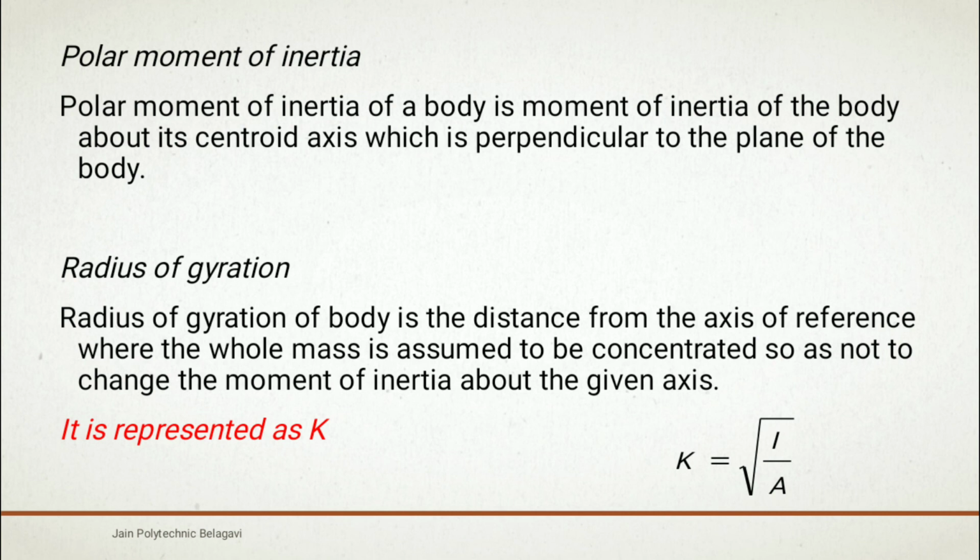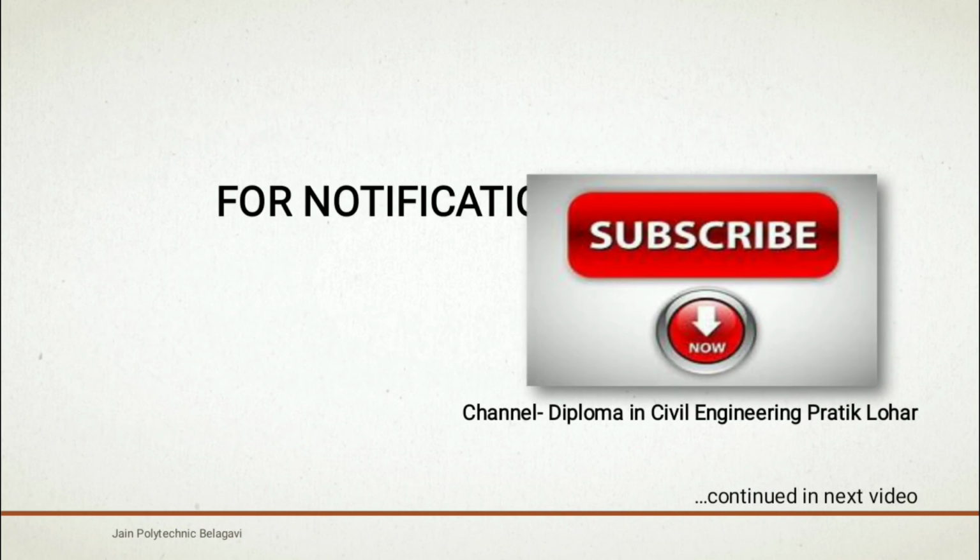This radius of gyration can also be defined in other terms, that is, the distance from the axis at which all the elemental components of the lamina are required to be placed so as not to change the value of the moment of inertia about the axis. So the formula given here is the square root of the ratio of moment of inertia to the area. Thank you students for patient listening.